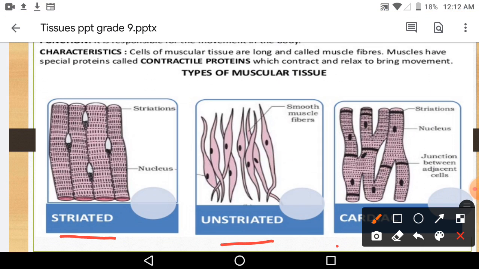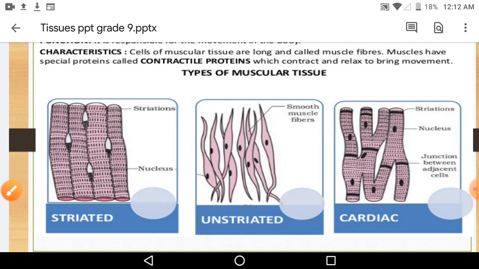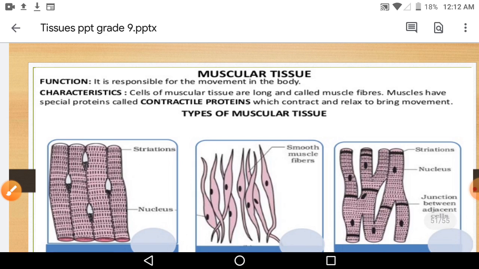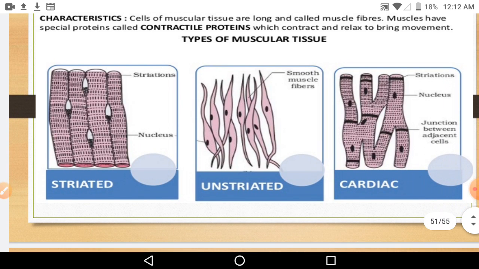unstriated and cardiac. Striated muscles show striation and have many nuclei. Smooth muscle fibers have only one nucleus. Striation, nucleus and junction between adjacent cells. See, cells of muscular tissue are long and called muscle fibers. Muscles have a special protein called contractile protein. So these proteins contract and relax and bring about the movement in the body.